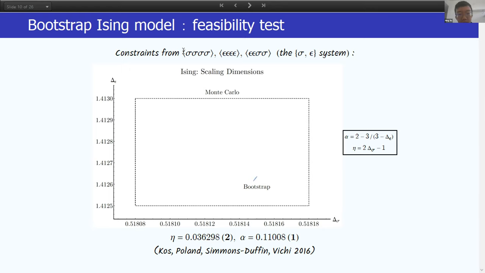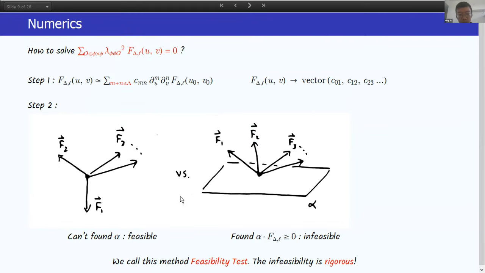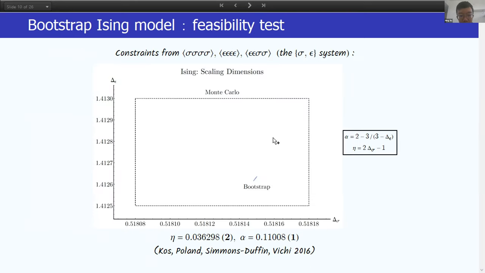Let's consider the constraint from those bootstrap equations, and we can do something like this. We can deform it to a feasibility test. And a feasibility test like this can be solved by a semi-definite program. So what is the result? The result is this plot.